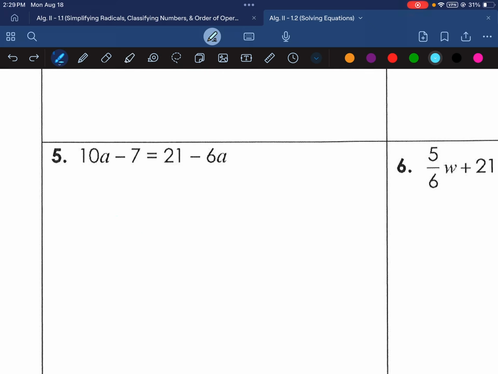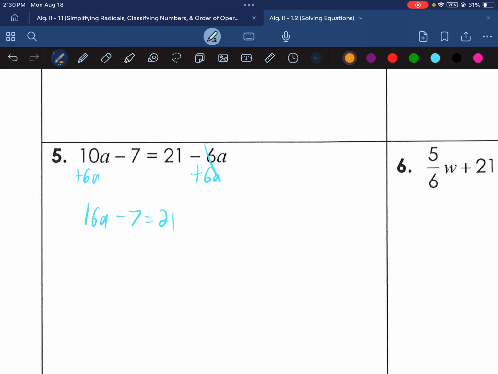So ideally, I keep things positive. That makes my life a little bit easier. So I'm going to try and move the smaller variable toward the bigger variable. So negative 6a is smaller than positive 10a. A negative is always smaller than a positive. So I'm going to move that one from right to left by adding 6a. If I add 6a to one side, I add it to the other, and I get 16a.